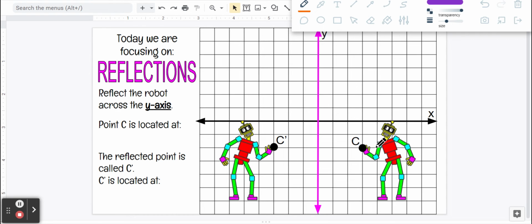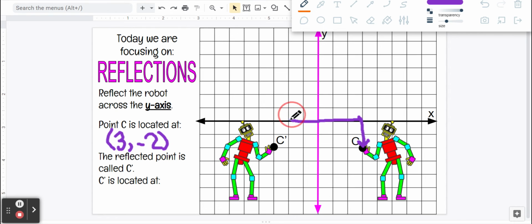All right, here we have, ooh, sneaky. They put the original one on the right side. Okay, we can tell it's the original because it does not have the prime symbol. So the reflected one would be C prime. All right, so point C is located at +3, -2. If you go down below the x-axis, that is negative. So 3, -2. What would the coordinates be for C prime?